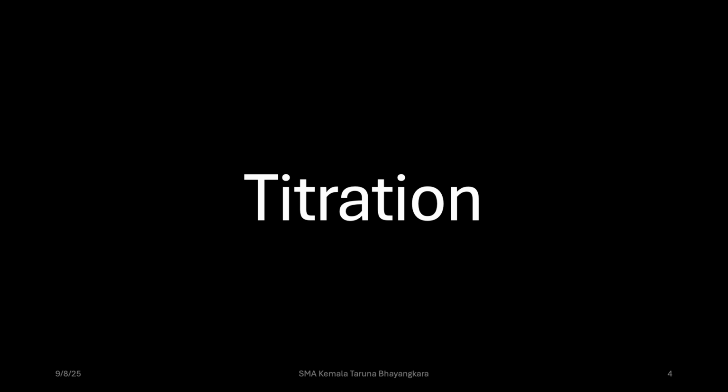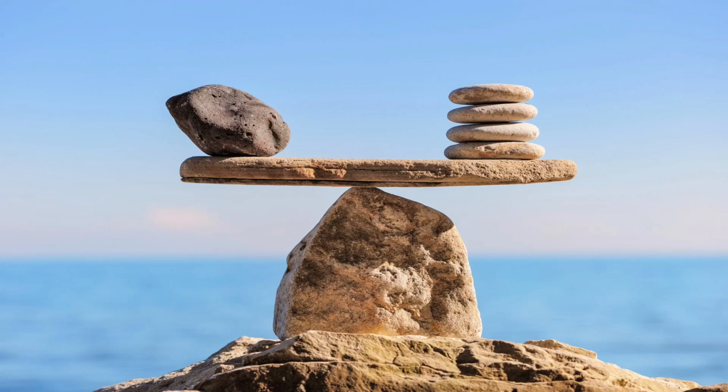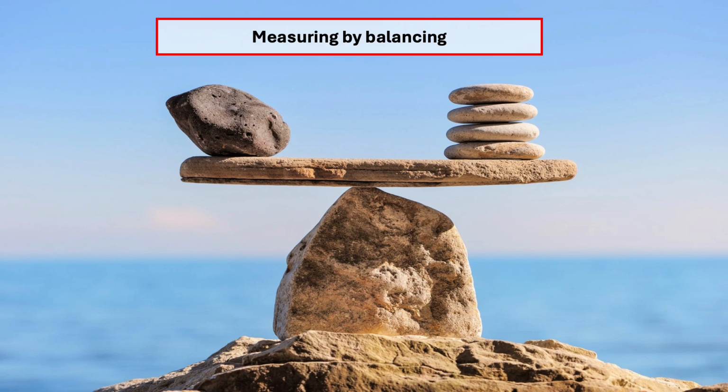Titration. Today we will explore one volumetric method in chemistry called titration. Okay, please take a look at the picture. There are balancing stones, with the plates and also the larger stones. On the other side, there are four pieces of smaller stones. Let's say we take an analogy from titration to this picture: the measuring is basically by balancing the scale.